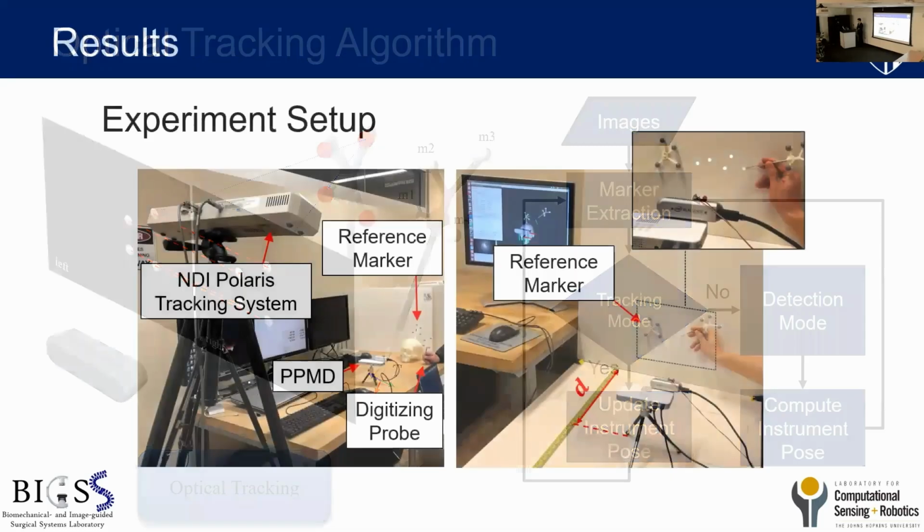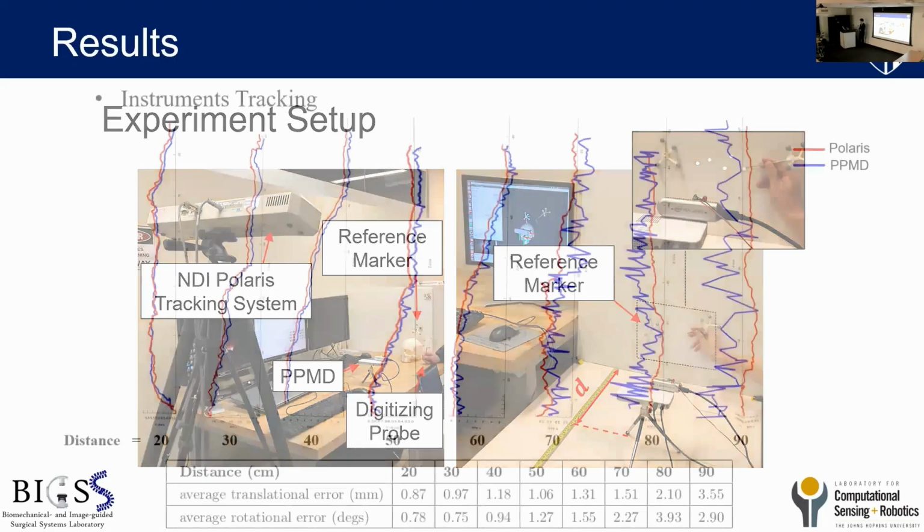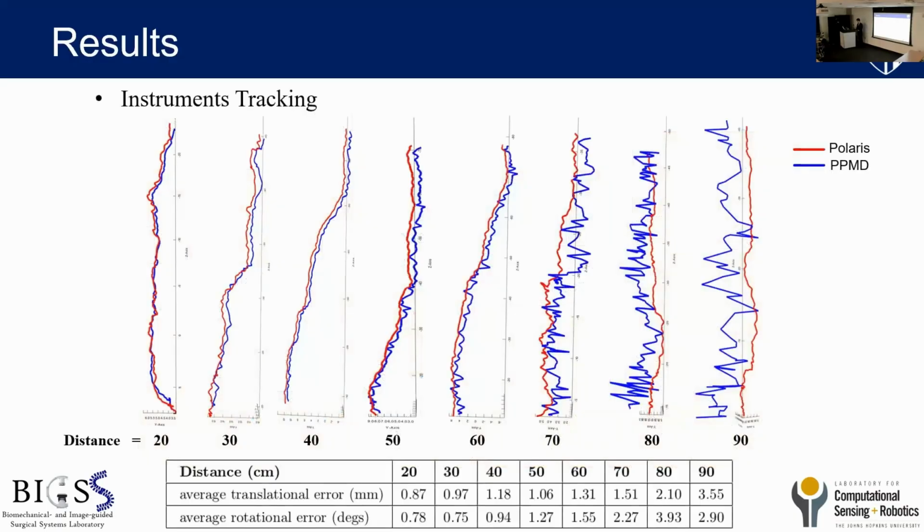And then we evaluated the tracking accuracy of this system by comparing it to the commercial optical NDI Polaris trackers. We used the same digitized probe, moved freely in space, to record their positions. And this is the result of our tracking system compared to the Polaris. The red is the Polaris system and the blue is our system.